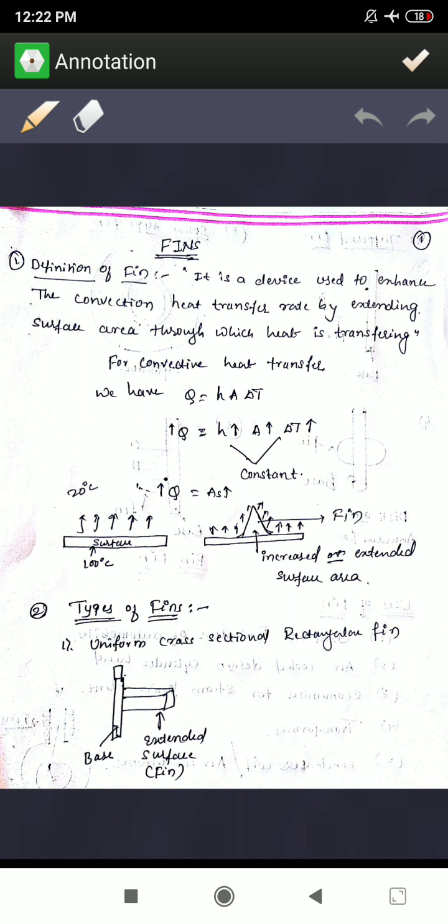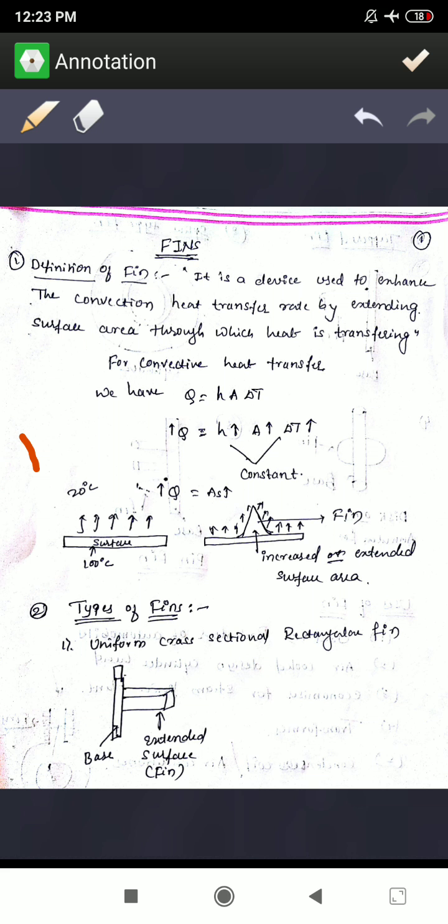So first we should know the definition of fins. It is a device used to enhance the convective heat transfer rate by extending the surface area through which heat is transferring. So what does the definition say? Fin is one device, and that device is used to enhance, which is nothing but increasing, the convection heat transfer rate. How to increase that? By extending the surface area through which heat is transferring.